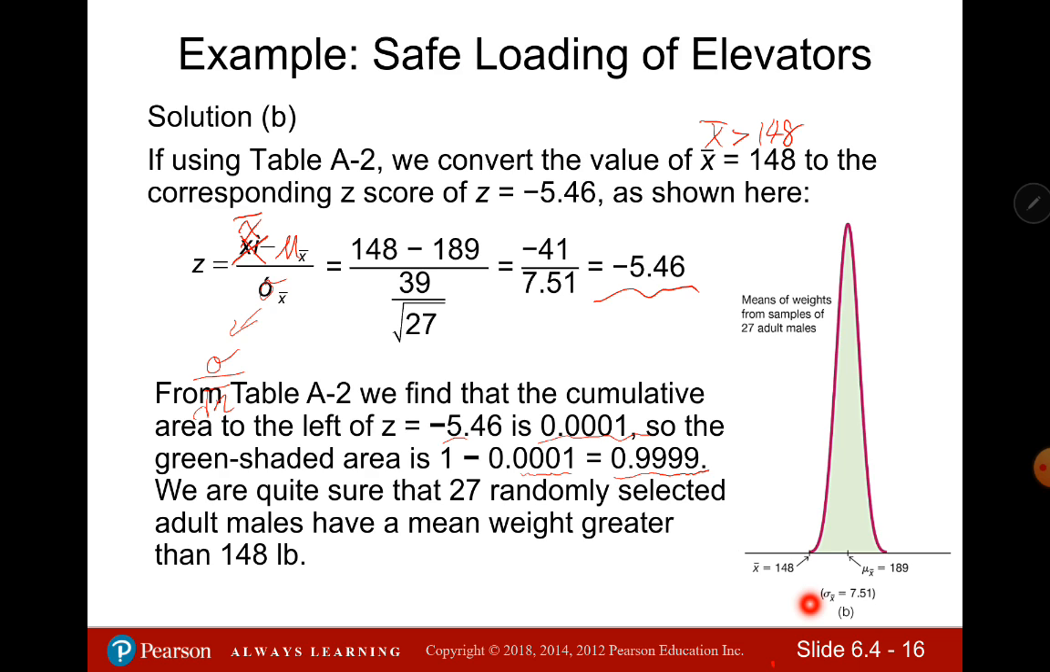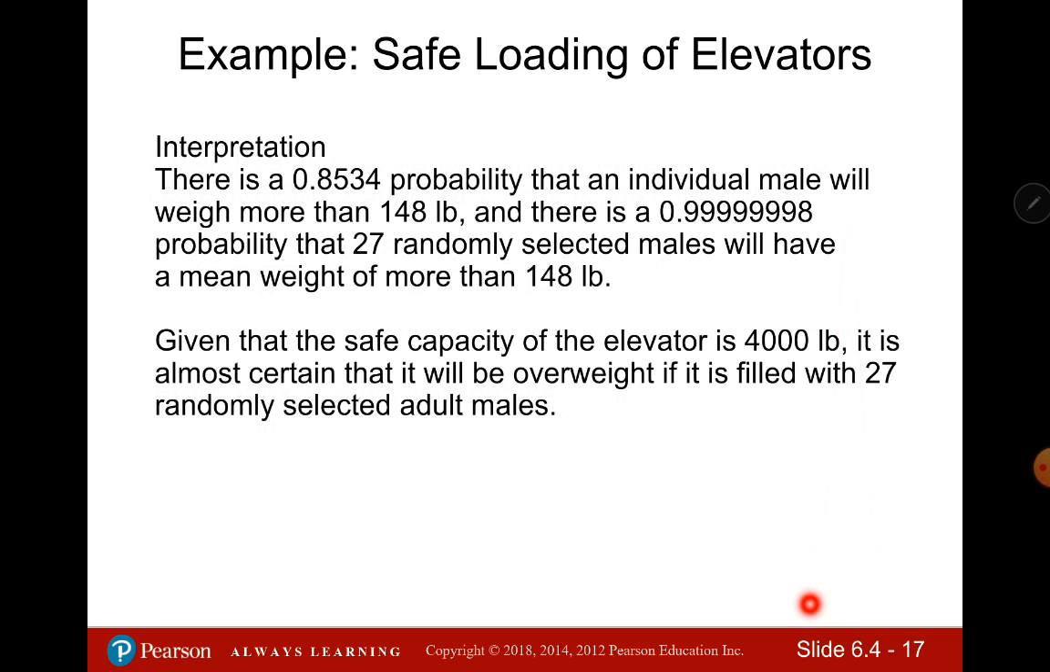Make sure you know the difference between part A and part B. Again, part A is about a single x value, a single weight in this case. And part B is about the x bar, the sample mean. So in this case, it's just the mean weight. The key word is mean. If we are talking about mean, we are actually talking about the x bar. If we're talking about x bar, we actually want to use the central limit theorem. So this is the interpretation.